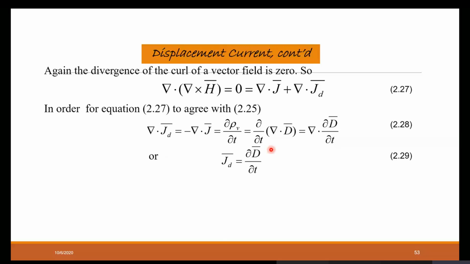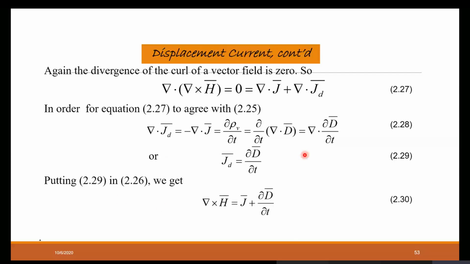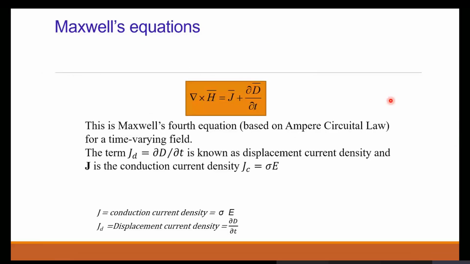So for this JD bar term, what we got is the derivative of flux density D bar with respect to time. So if we put this equation in the previous equation of del cross H, then del cross H is modified as del cross H is equal to J plus dou D bar by dou T. And this del cross H is equal to J plus dou D by dou T is called Maxwell's fourth equation derived from Ampere's circuital law for time varying fields. For which field? Time varying fields. For static field, this dou D bar by dou T term is not there.